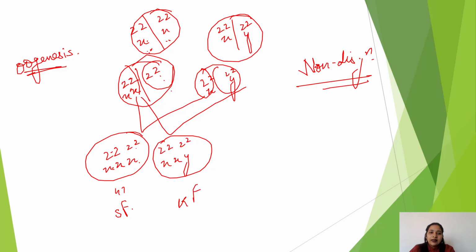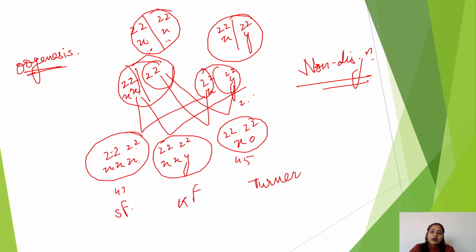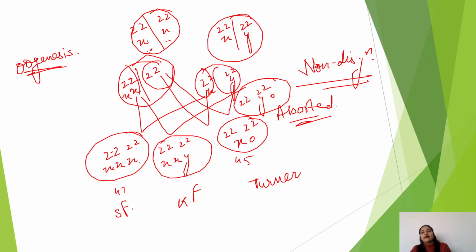If you see again here 22X, so what happens here now? See, 22, 22, X, and you do not have anything extra, so 0. This is Turner syndrome. Here you have 45 chromosomes. Okay, so this is Turner syndrome. And again here you have 22, 22, Y and 0. This will get aborted because there is no X, and in the absence of the X chromosome, a person cannot survive. So this is the process of how it happens.